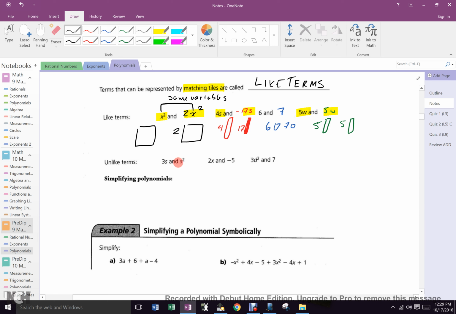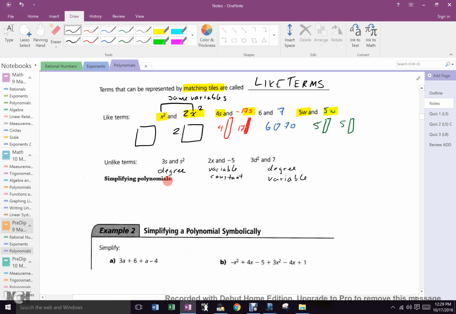Yeah, these are unlike because the degree is different. This guy's 1, this guy's 2. What makes these guys unlike? One's a variable and one's a constant. What makes these guys unlike? One variable, one variable. Degree and variable. Okay? Everybody good? Great.